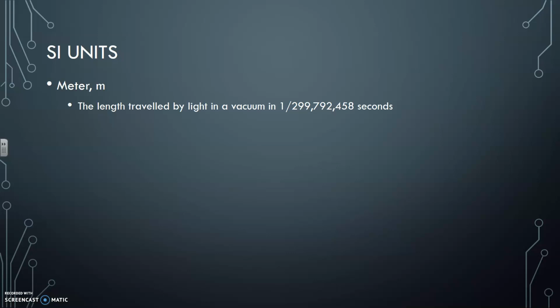But most of these you will see are based on some kind of constant in nature. For example, a meter is the length traveled by light in a vacuum in that fraction of a second. So it's basically 1 over close to 300 million seconds. A very, very tiny amount of time, but light will travel 1 meter in that amount of time.